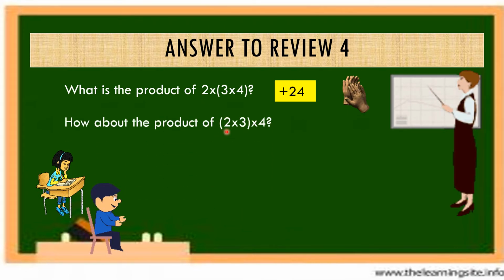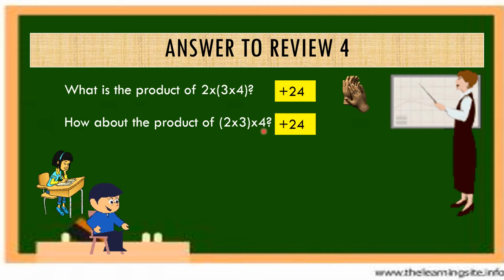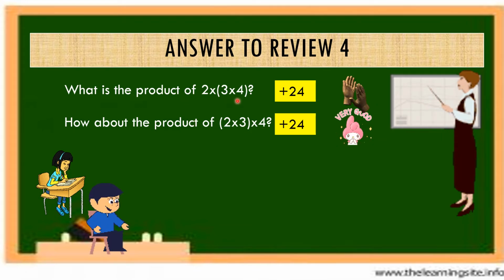We have the grouping of 2 and 3. 2 times 3 is 6, and 6 times 4 is 24. Did you get it correct? Very good. So, we need to analyze our given.